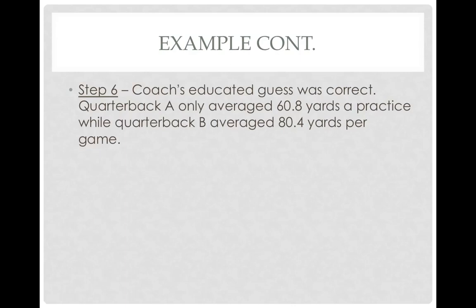So based on that data, after we analyzed it, coach's educated guess was correct. Quarterback A only averaged 60.8 yards at practice, while quarterback B averaged 80.4 yards per game, or at practice. So with this knowledge, coach would probably then try out quarterback B in the next few games and see if that would solve his problem of not winning games.